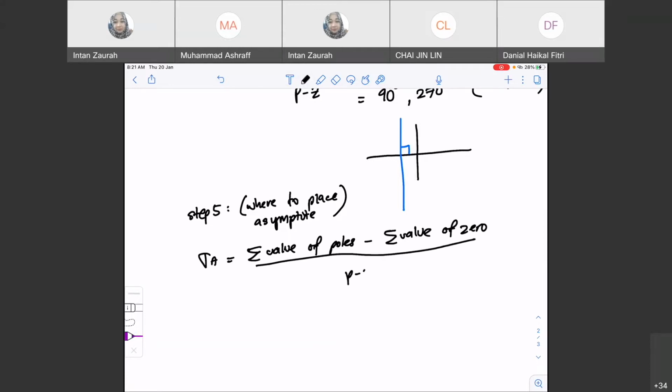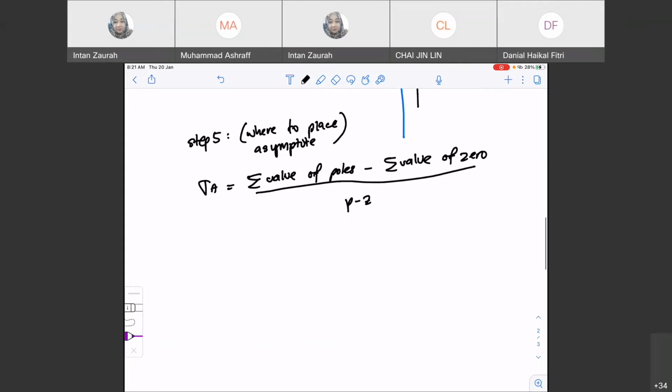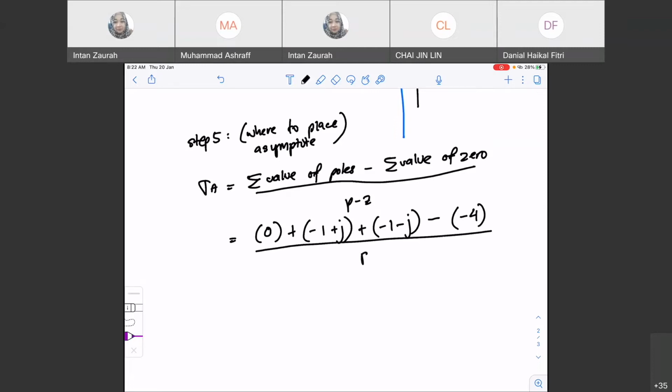Divide by P minus Z. Okay, so that's 0 plus minus 1 plus J plus minus 1 minus J minus what? You have 0, isn't it? And that value of 0 is minus 4. Okay, so this whole lot divided by your P minus Z, which is 3 minus 2. 3 minus 1, sorry.